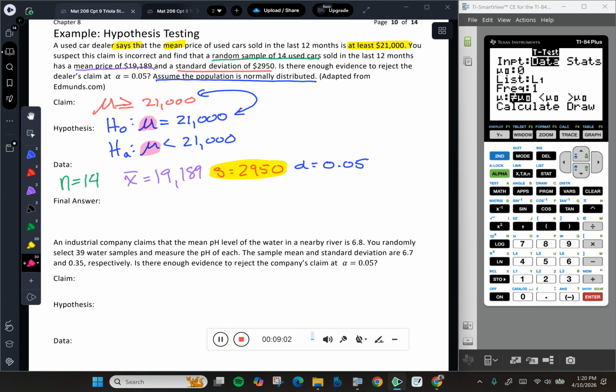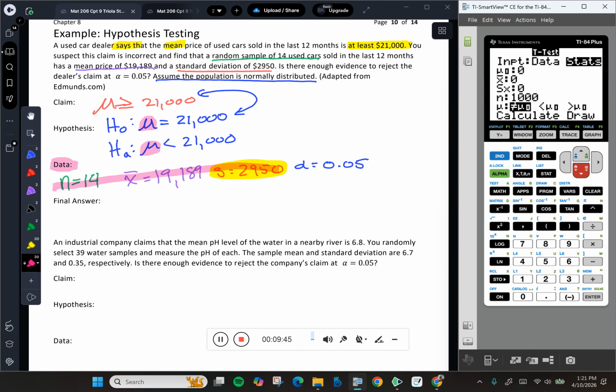There are 2 ways that your data could be delivered in the problem. One way is the way that we're seeing here, where we are handed the sample statistics. The other way is they could have just given us the 14 car prices, which means they would just give us data as data. Now, since this one gave us data as statistics, and that first option there, I'm going to highlight stats because I know the statistics. I don't have the data. I don't have those 14 car prices. But that's okay. The calculator can still handle it.